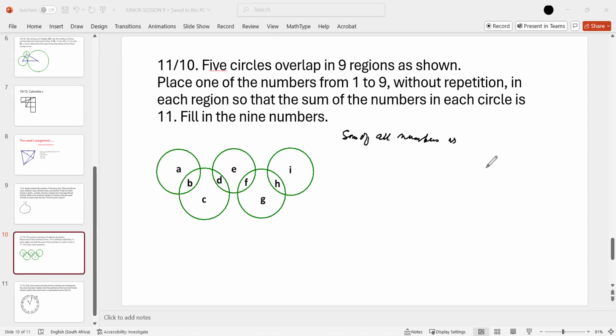So if you add up all the numbers there, it's 1 plus 2 plus 3, and when you add up all these, you get 45. I would do it like this: 1 plus 9 is 10, 2 plus 8 is 10, 3 plus 7 is 10, 4 plus 6 is 10. So I got 4 tens, 40 plus 5 is 45. Right. So if you add up all these numbers, you get 45.